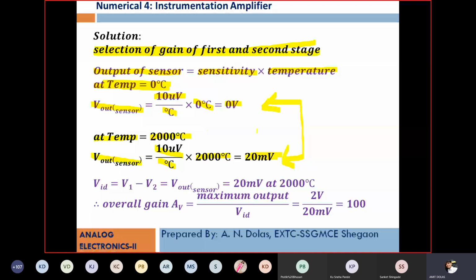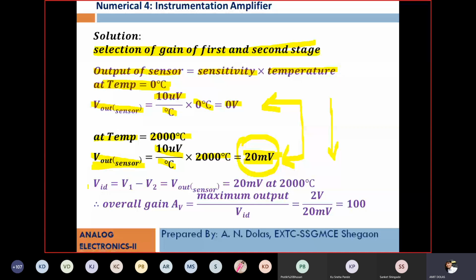Suppose for 1000 degree centigrade, it must of course be 10 millivolt. So as the temperature increases, the output of the sensor also increases, and the maximum is 20 millivolt. So we have to think of this to calculate the gain. I need a maximum value only. Middle values will be automatically treated once the proper gain is decided.